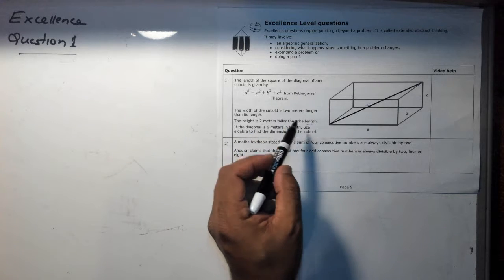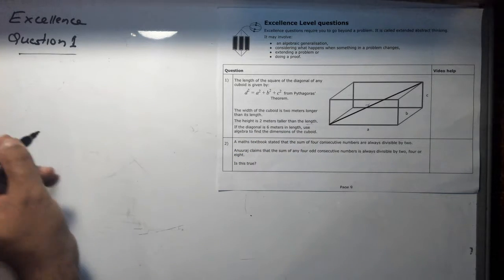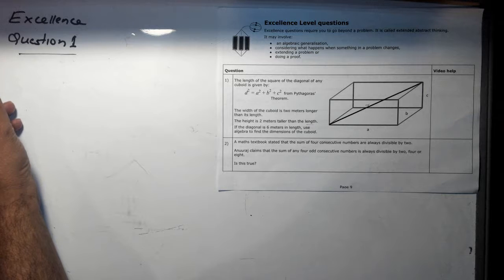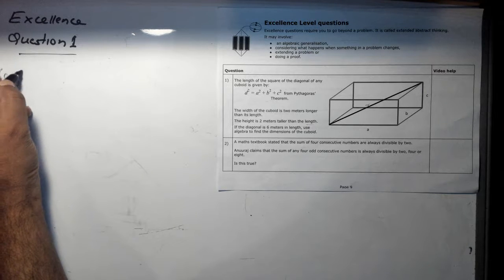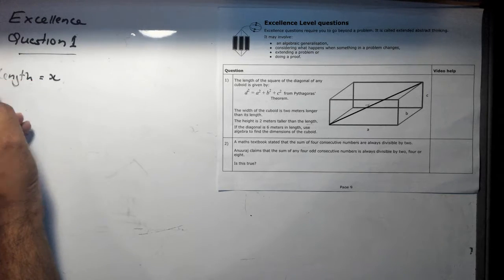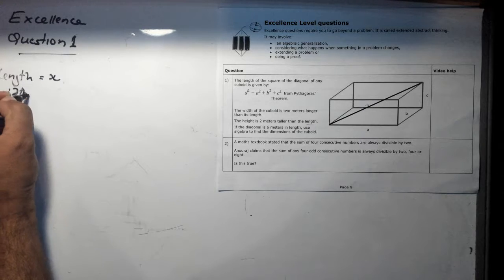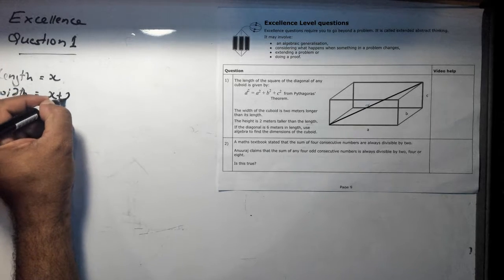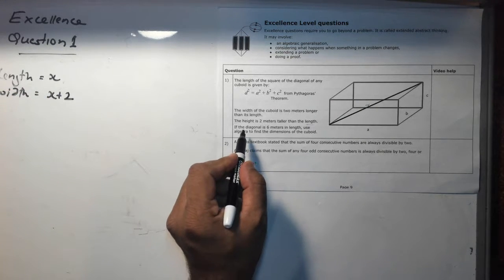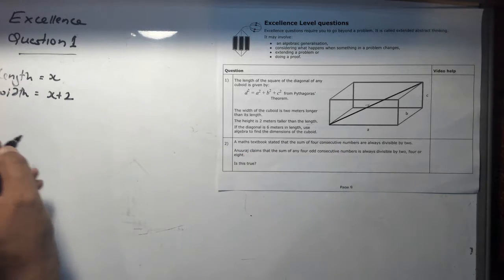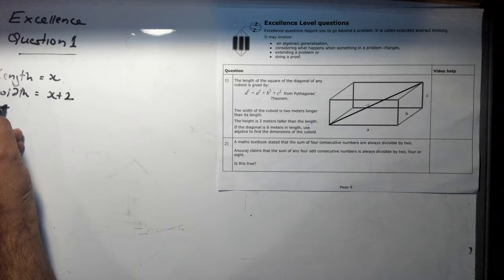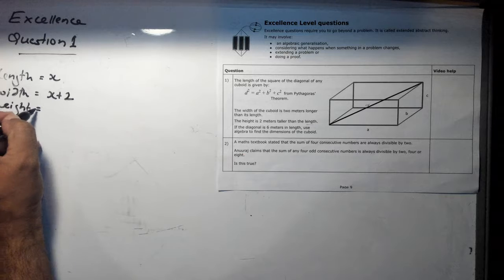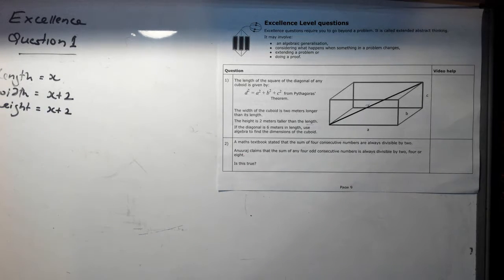The width of the cuboid is 2 meters longer than its length, so length is equal to x, and the width is equal to x plus 2. Then it says the height is 2 meters taller than the length, so that means the height is going to be x plus 2 as well.